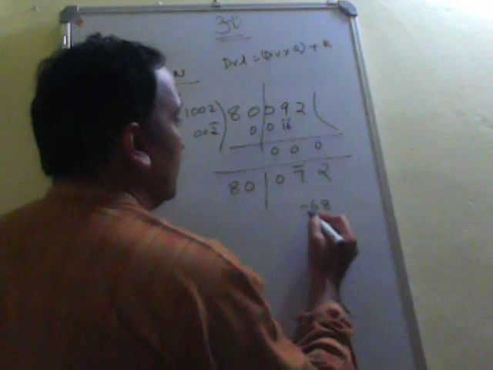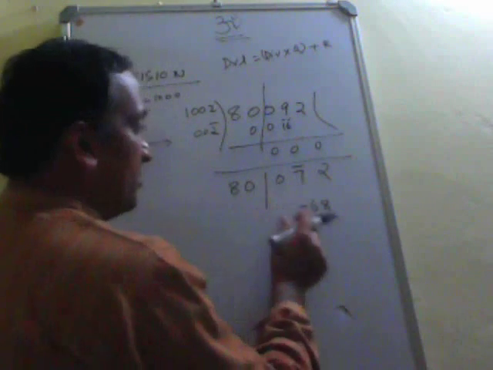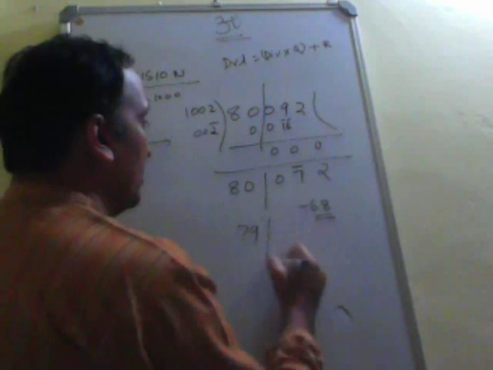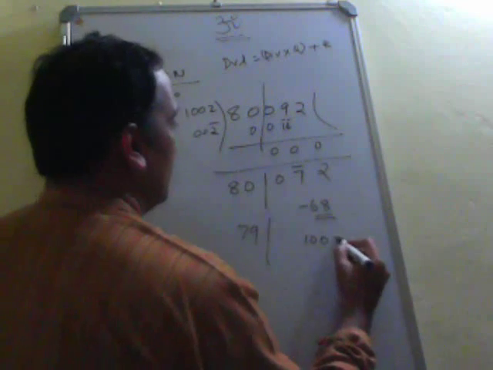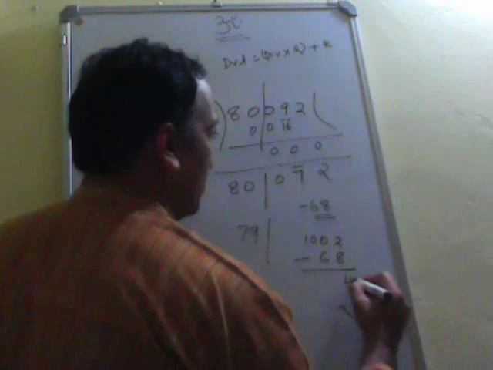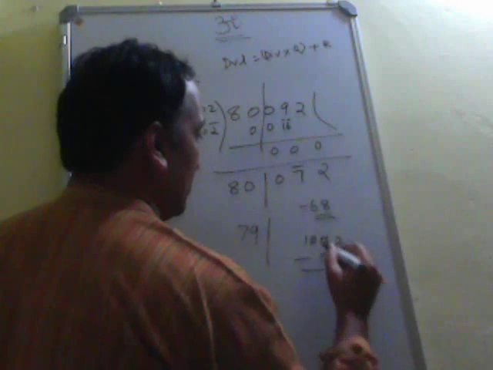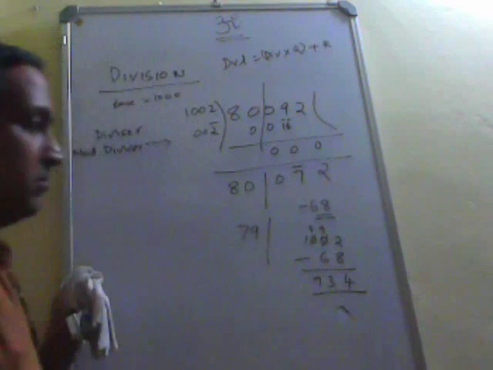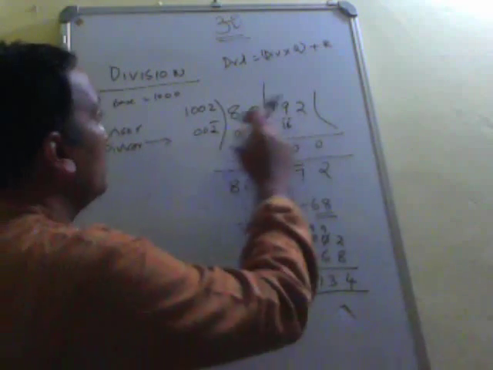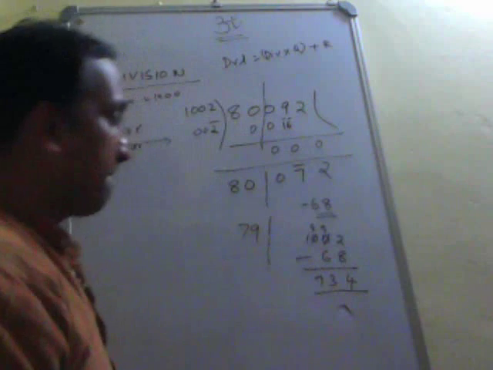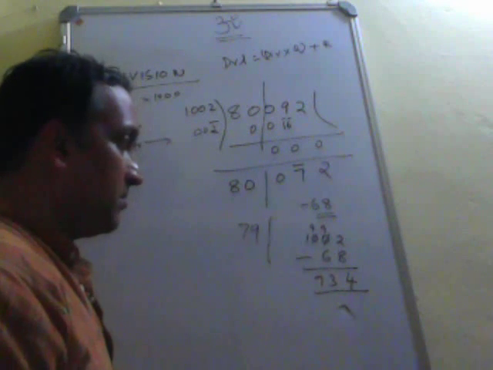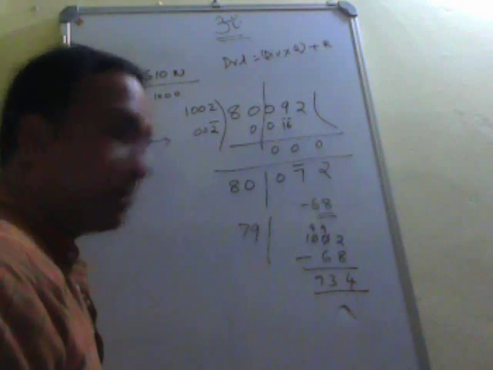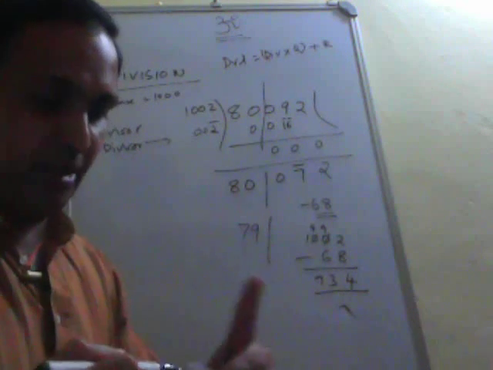So, when it is minus 68, you have to reduce 1 from here. That means the remainder is negative. So, what you do? You reduce 1 here, no? 79. And then you say 1002 minus 68. You are getting or no? 79 into 1002 plus 934. Can you try? 79 into 1002 plus 934. 80092. Okay. Yeah, if it is not clear, let me explain.